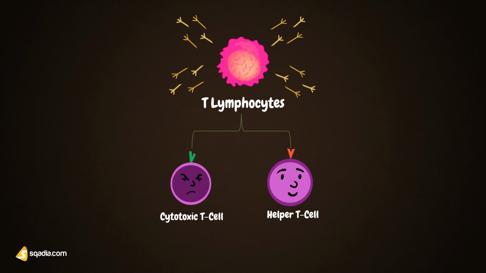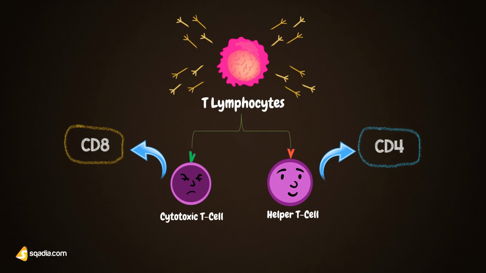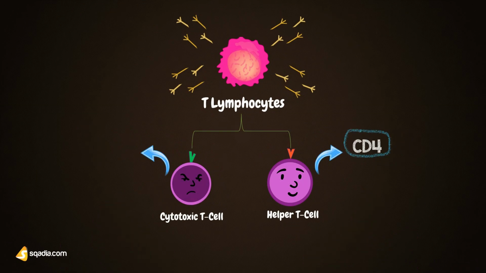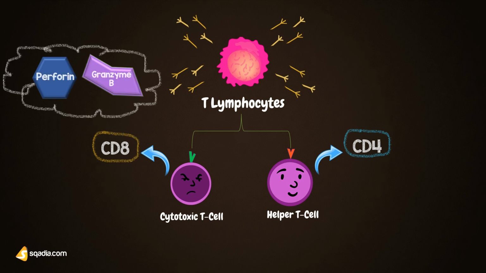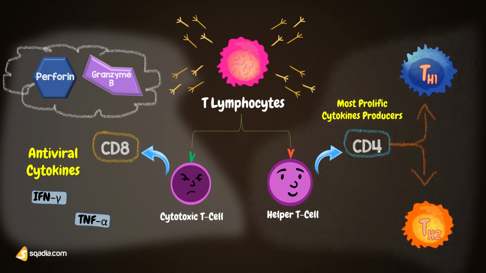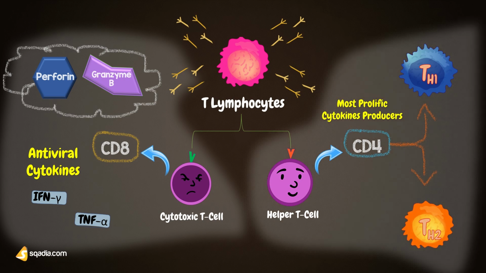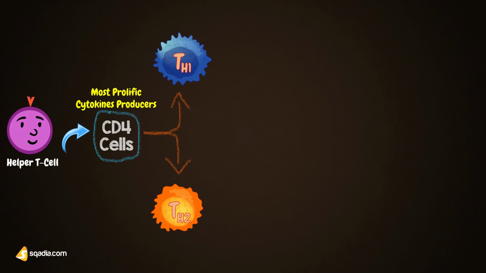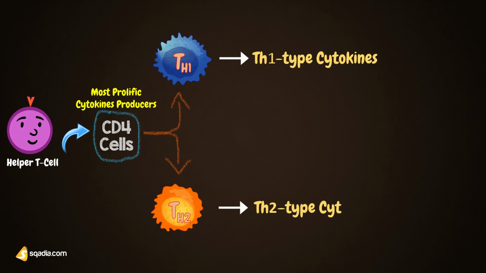Earlier, I mentioned that the T lymphocytes are subdivided into CD8 and CD4 cells. T lymphocytes expressing CD4 are also known as helper T cells, while those that express the CD8 protein are called cytotoxic T cells. The CD8 cells mainly secrete cytotoxic molecules like perforin and granzyme B. They also produce antiviral cytokines such as interferon gamma and tumor necrosis factor alpha. The CD4 cells are regarded as being the most prolific cytokine producers. This subset can be further subdivided into Th1 and Th2. The cytokines they produce are thus known as Th1-type cytokines and Th2-type cytokines, respectively.